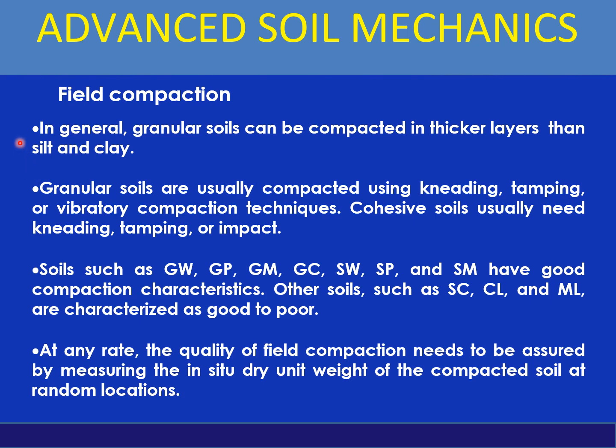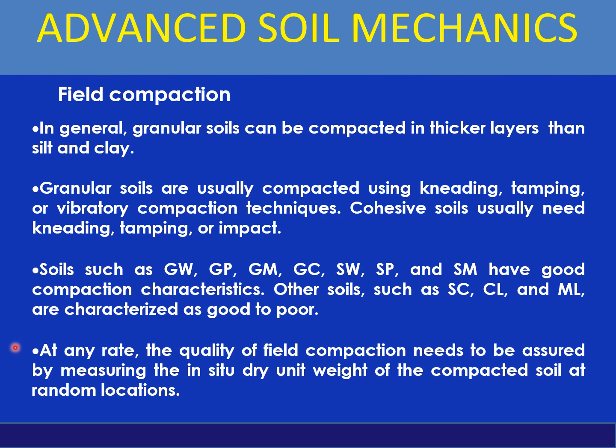In general, granular soils can be compacted in thicker layers than silt and clay. Granular soils are usually compacted using kneading, tamping, or vibratory compaction techniques. Cohesive soils usually need kneading, tamping, or impact. Soils such as GW, GP, GM, GC, SW, SP, and SM have good compaction characteristics. Other soils such as SC, CL, and ML are characterized as good to poor.